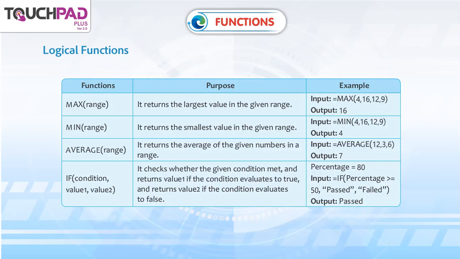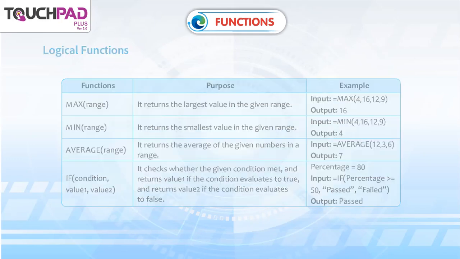It checks whether the given condition is met and returns value 1 if the condition evaluates to true and returns value 2 if the condition evaluates to false. Percentage = 80. Input: =IF(percentage>=50, "passed", "failed"). Output: passed.